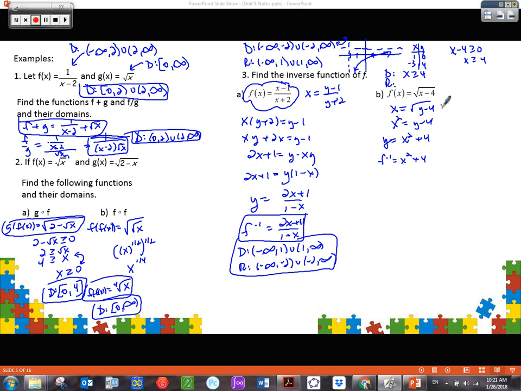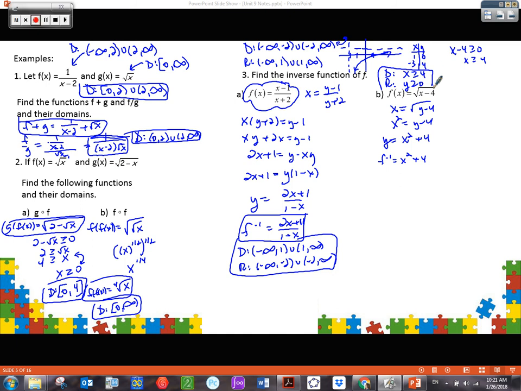Now let's look at the range. The very smallest number, what happens when I put a 4 in here? My y value is 0. And as I put larger numbers in here, 4, 5, 6, 7, 8, what happens to my y value? Gets larger, right? So my range is y is greater than or equal to 0. Okay, we okay with that?